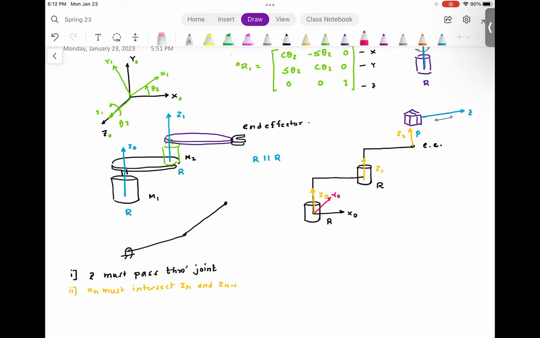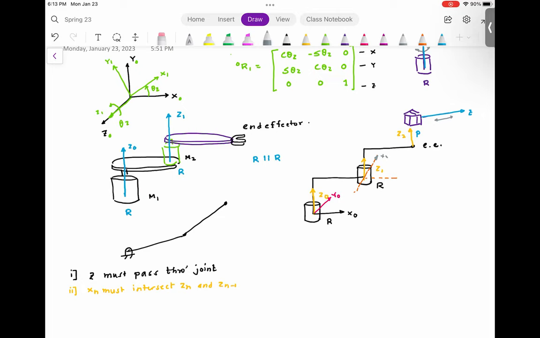X1 must intersect Z1 and Z0. Are you with me so far? Rule number two: X1 must intersect Z1 and Z0. So now I have multiple choices here, and for this problem, I'm going to show you the choices that we have. I can draw X1 something like this, or I can draw X1 something like this. Now let's see what happens if I draw X1 like this. X1 is intersecting Z1, but X1 is not intersecting Z0. Do you agree with me? X1 is parallel to Z0. So the only possibility where X1 can intersect Z1 and also intersect Z0 is if I draw X1 here. Are you with me so far?